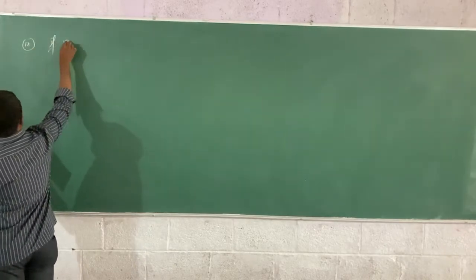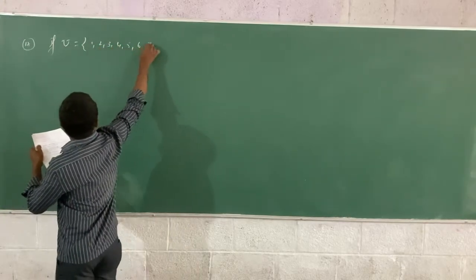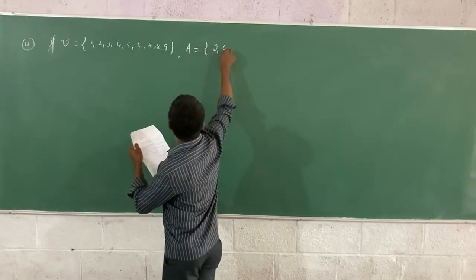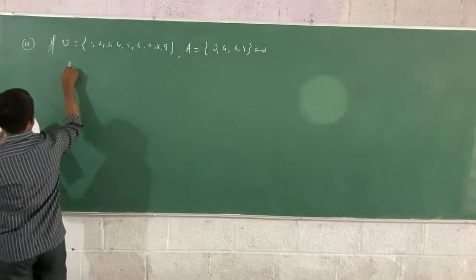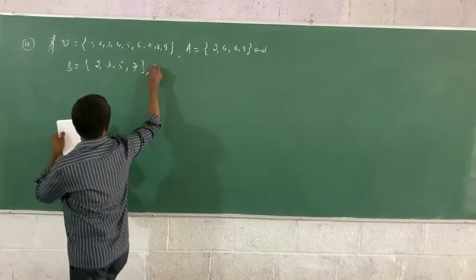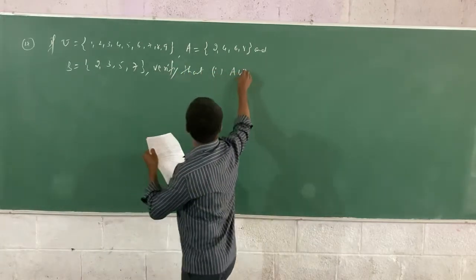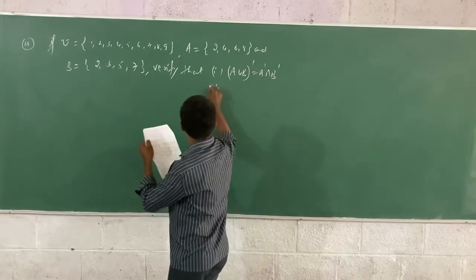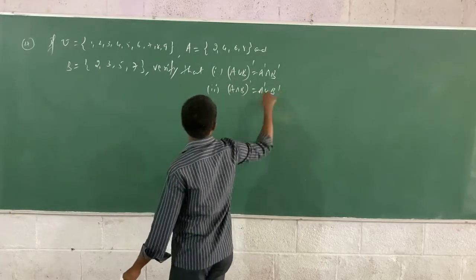Say problem 17. If U is equal to the set of 1, 2, 3, 4, 5, 6, 7, 8, 9, A is equal to the set of 2, 4, 6, 8, and B is equal to the set of 2, 3, 5, 7. Verify that: first one, complement of A union B is equal to complement of A intersection complement of B. Second one, complement of A intersection B is equal to complement of A union complement of B.